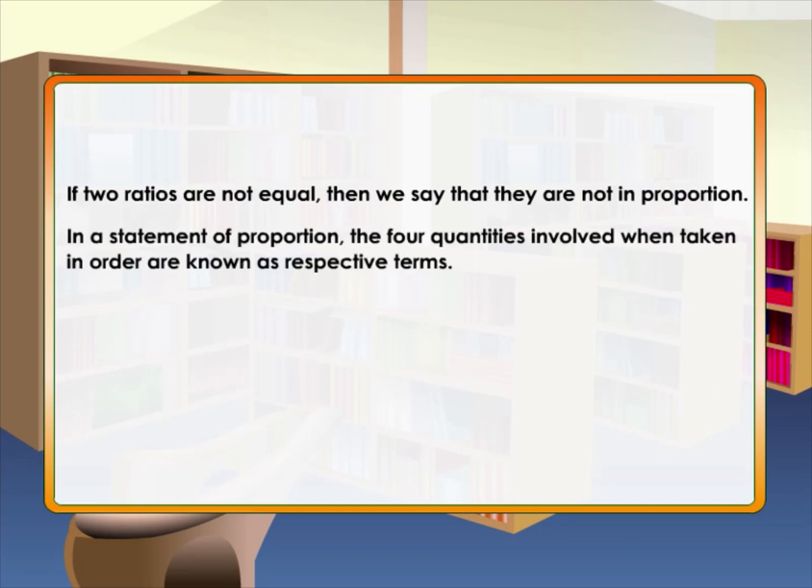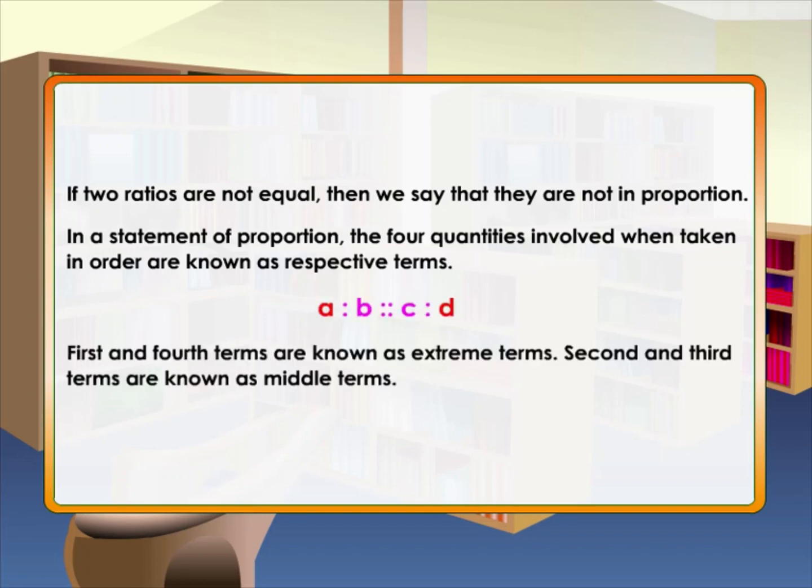In a statement of proportion, the four quantities involved when taken in order are known as respective terms. First and fourth terms are known as extreme terms. Second and third terms are known as middle terms.